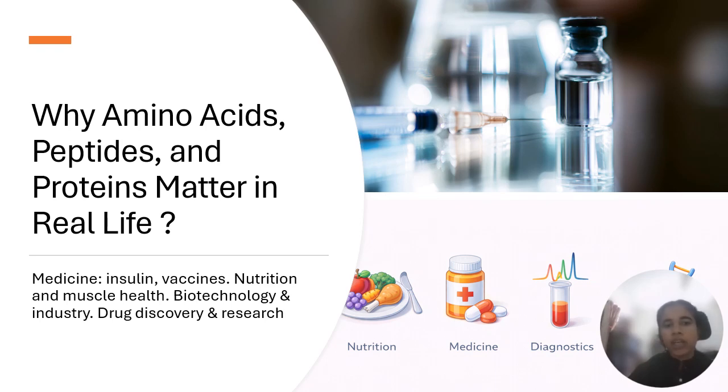In medicine, many life-saving drugs are actually proteins. For example, insulin is used to treat diabetes, and vaccines or antibodies help protect us from infections. In diagnostics, protein-based tests allow doctors to detect diseases early through blood tests and biomarkers. And in biotechnology and industry, engineered proteins are used to design drugs, produce enzymes, and even create new therapies. So proteins are not just molecules that you study in textbooks. They are actively improving and saving lives every day. This is where biochemistry connects directly to the real world.